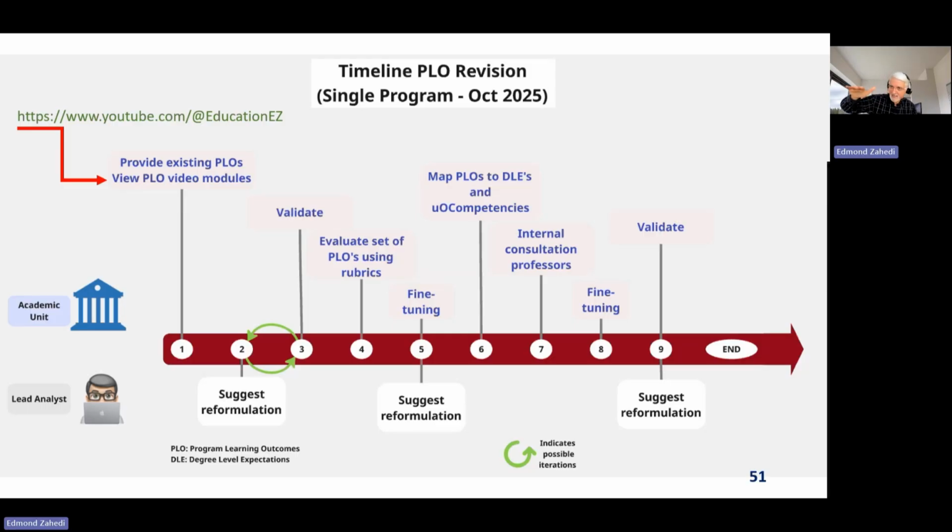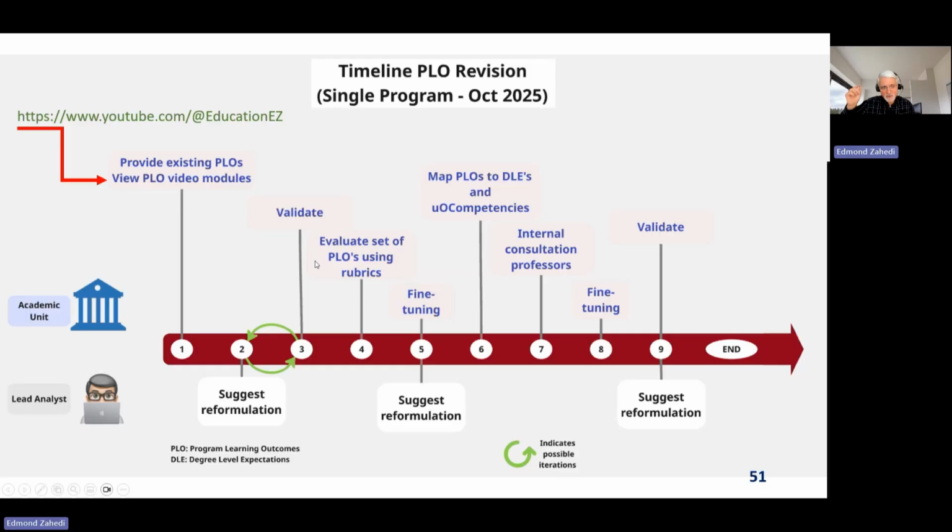And you tell me, oh, I like this, but this one, I'm not sure. This one, I don't get it. This one, we need to tweak it, modify this, why that, etc., etc. So again, you do your comments and you send it back to me. We're going to iterate 3 to 4 times between me and the academic unit, your committee.